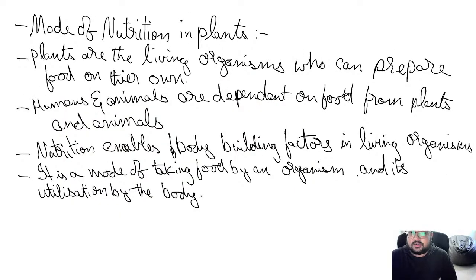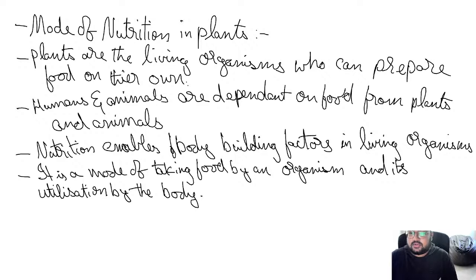And secondly, we spoke about mode of nutrition in plants. There are a few points I'll read out again for you. Mode of nutrition in plants: plants are the living organisms who can prepare their own food. And humans and animals are dependent on food from plants and animals.